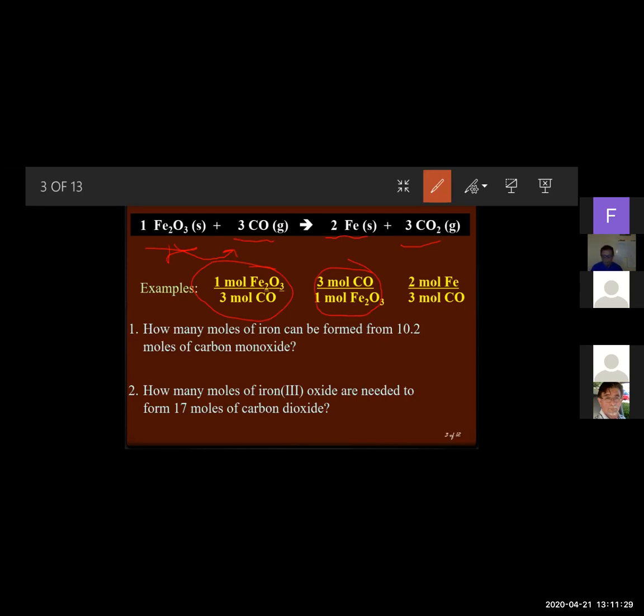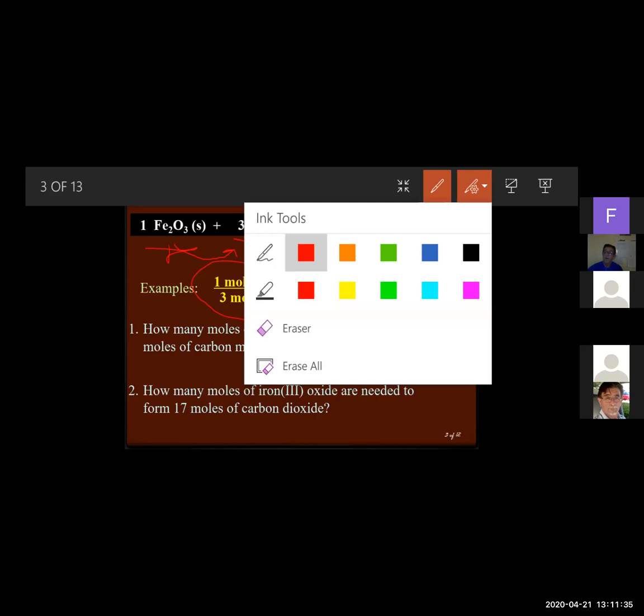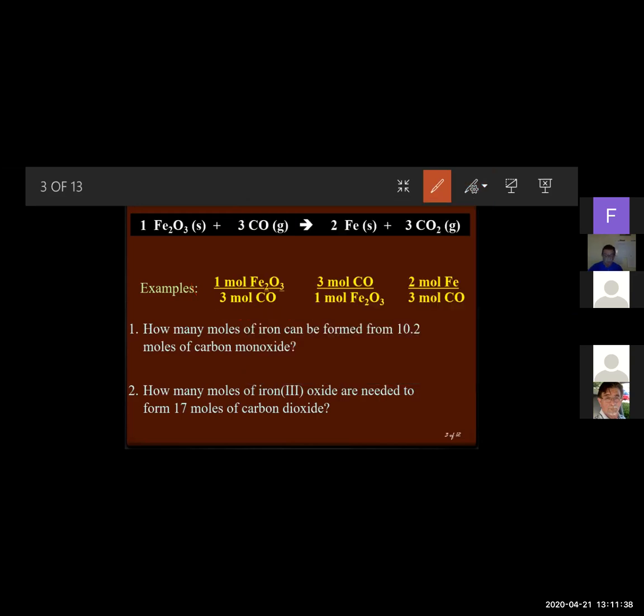Also, you're not limited just to the reactants. Hold on, I made one more. If you look at the ratio between carbon monoxide and iron, that's a 3 to 2. The relationship between carbon monoxide and carbon dioxide is a 3 to 3, or 1 to 1. And so you're not just talking about reactants, you can look at the relationship between reactants and products, and even between the products themselves. Because if you look at the products, the relationship is 2 irons for every 3 carbon dioxide.